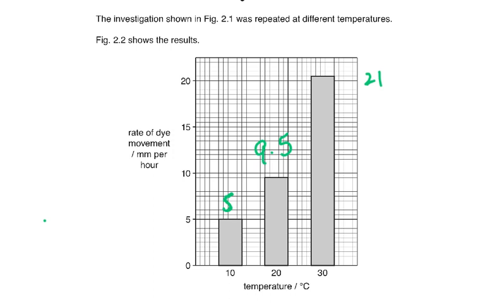Then coming to the next part of the question, the investigation shown in figure 2.1 is repeated at different temperatures. Figure 2, so in millimeter per hour. So at 10 degrees, the movement was 5 millimeter per hour. At 20 degrees, it was 9.5 millimeters per hour. And at 30 degrees, it was 20.5 millimeters per hour.